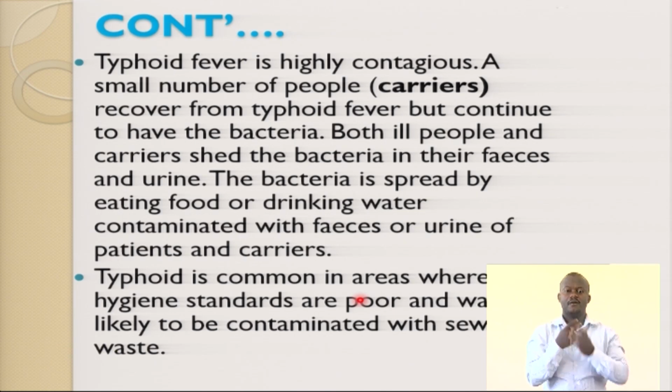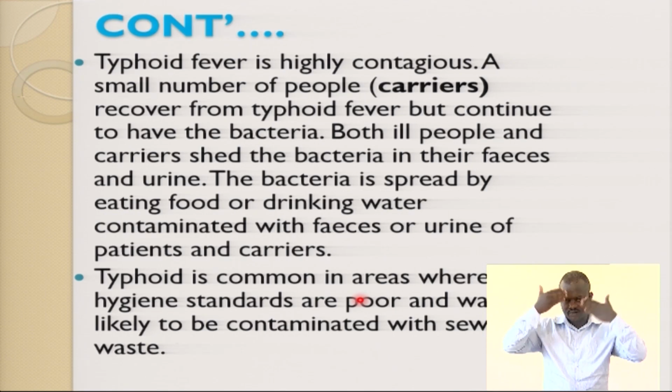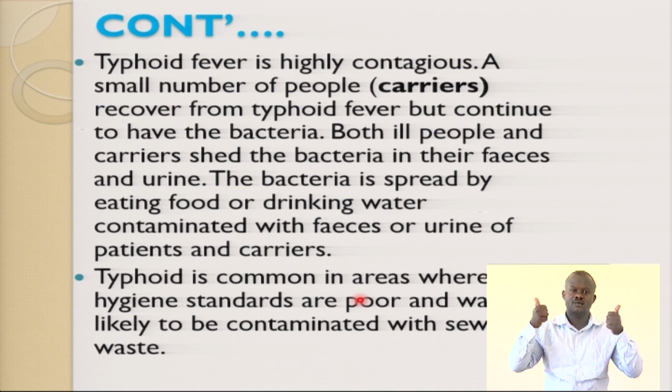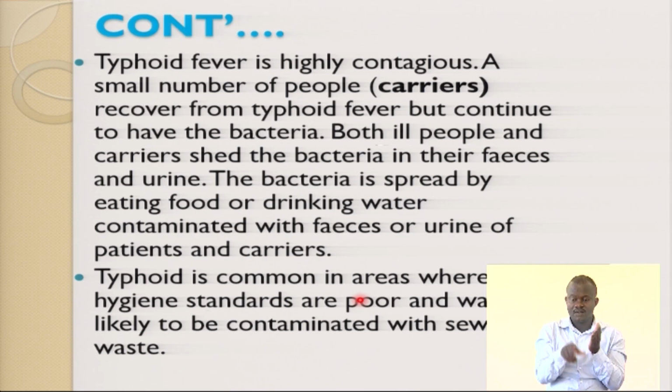Both ill people and carriers shed the bacteria in their feces and urine. That's why I say people should try to have toilets or latrines at their homes, so that they are not exposed to typhoid and can dispose of the wastes into the latrines. We must also have a well elaborated sewage treatment, because sewage can also be a way a person can be affected by typhoid.